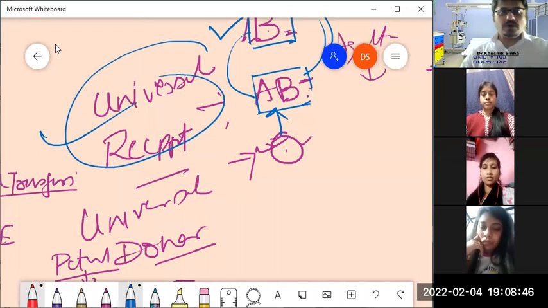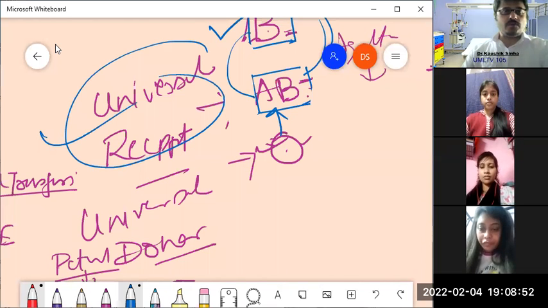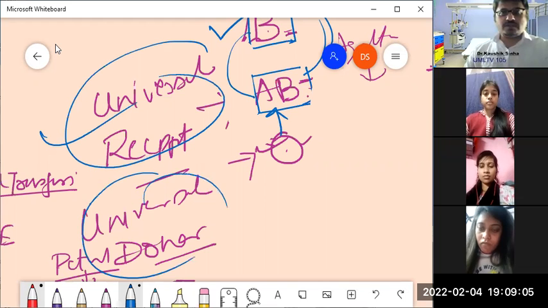And O, since it is not having any type of agglutinogen, it is only having both types of agglutinin. So it can be given to any different type of blood. That is why this is known as the universal donor.